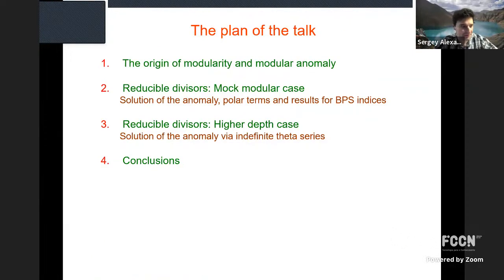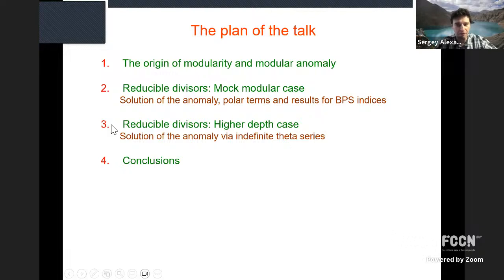So this is the plan. First, I will explain to you the origin of modular properties, and you will see that for more complicated cases, they're also more complicated, namely there will be certain modular anomaly appearing. And then I will concentrate on the simplest non-trivial case, which corresponds to mock modularity, where we can solve the modular anomaly, then we can find the corresponding polar terms and find precise results for BPS indices.